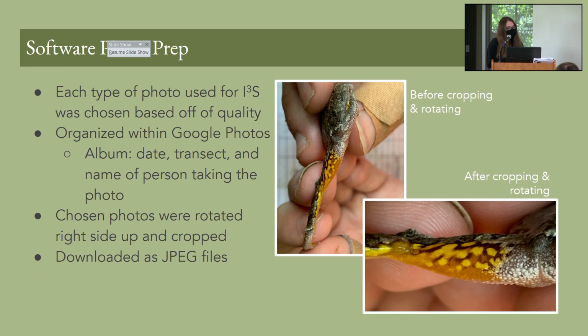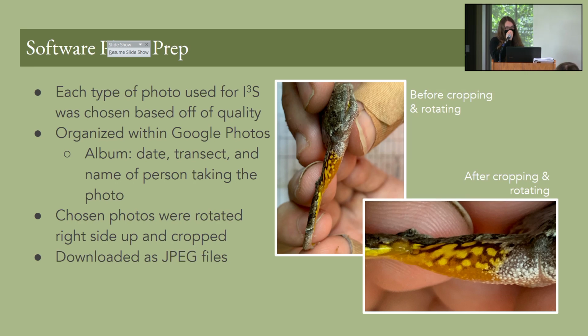So once we got all the photos, I had to go through each type of photo, the back, the right leg, and the left leg, and choose the best photo out of all of them based off of quality. They were all then organized within Google Photos through albums, and they were labeled by their date, the transect, and the name of the person taking the photo.